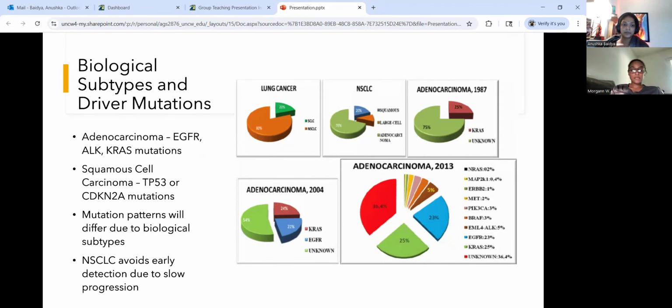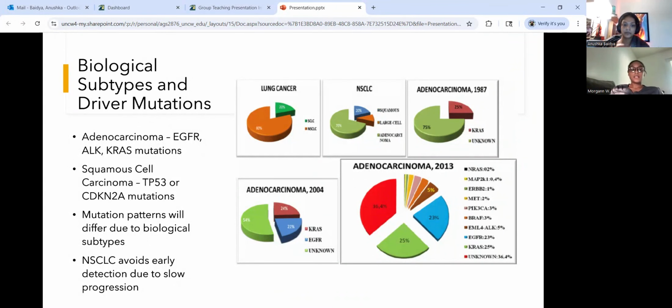So within different mutations, you have different biological effects that occur within these different subtypes. You see that the different subtypes each have different mutations, which therefore lead to different outcomes. And in this case, it is the location of where the cancer or the tumor originates.